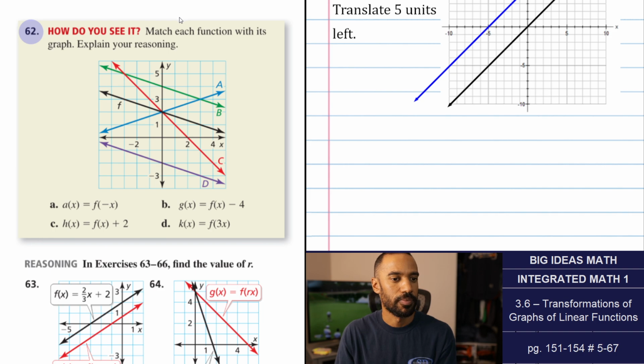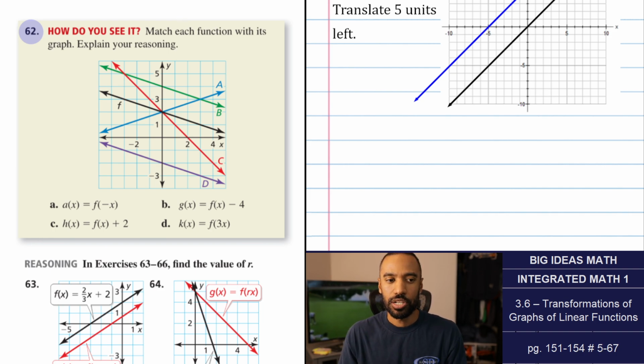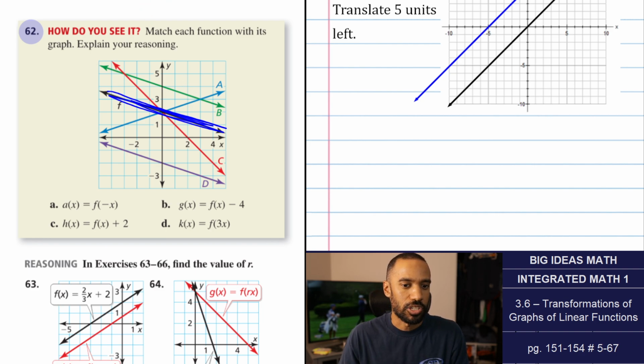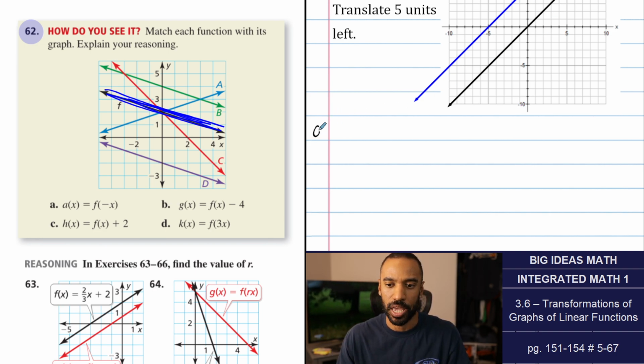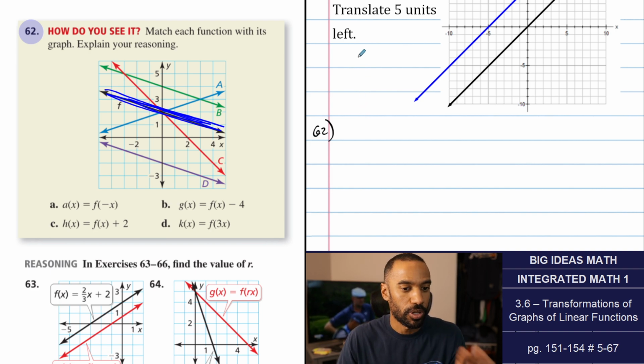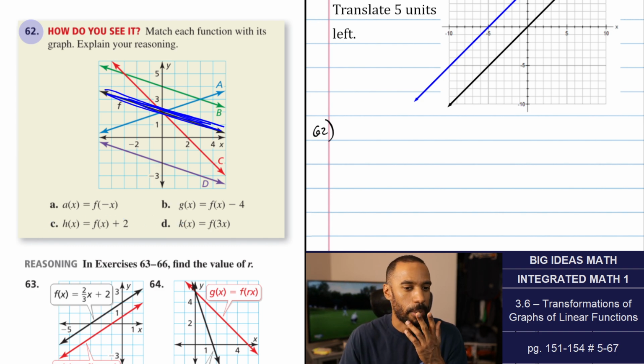Actually, I might have to do it on the next page. Let's see. Number 62. Match each function with its graph. Explain your reasoning. The original f of x equation is right here, so the original f of x is right there. Now, I see A or B. B is a translation 2 units up from this one. I'm not looking at my options yet. Oh, unfortunately, they have equations. But anyway, for B, I'm looking for something 2 units up. Looks like it's option C. Okay, I'm kind of going opposite of what I should be doing here. Let me do it again.